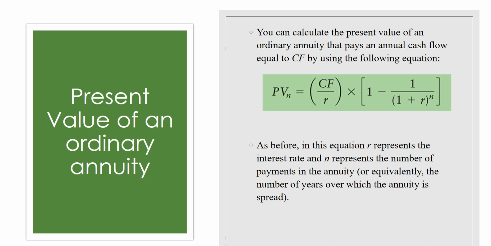So with an ordinary annuity, we can also find the present value. The formula says that the present value is equal to the cash flow or the payment divided by the rate times 1 minus 1 divided by 1 plus the interest rate raised to the number of periods. So you can see that the computations are becoming more complicated.